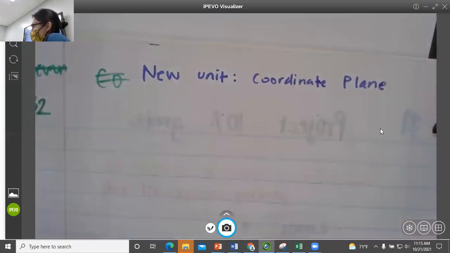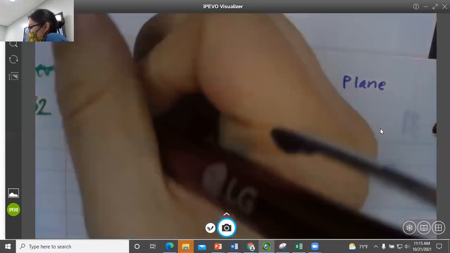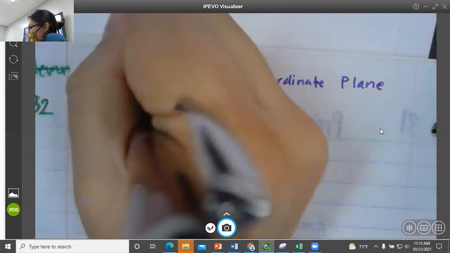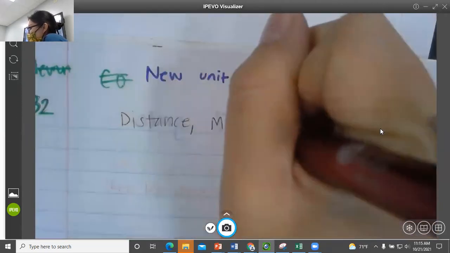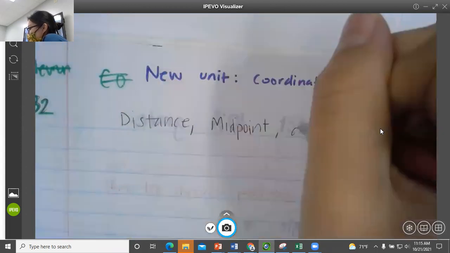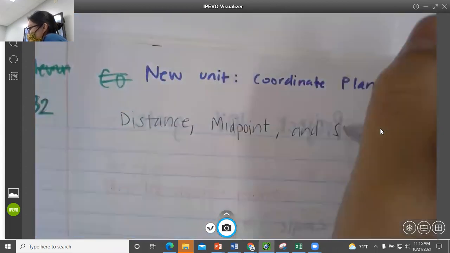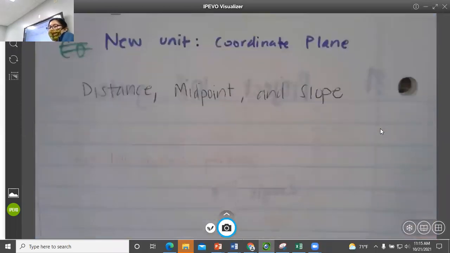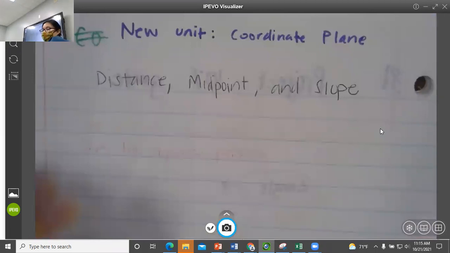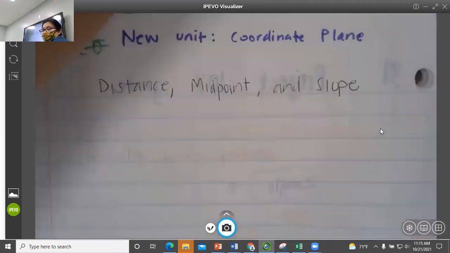All right, so what we're going to start with today is distance. This is a part of it, midpoint, and slope. That's like a subunit of what we're going to do. Your project will be about this.